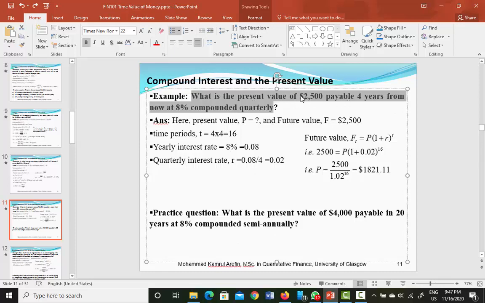So this $2,500 is payable 4 years from now. That means this is the future value that you will get after 4 years. So to get this value after 4 years, how much should you invest now? That means what should be the present value so that you get $2,500 after 4 years, and the interest rate is given, right? So let's do it.